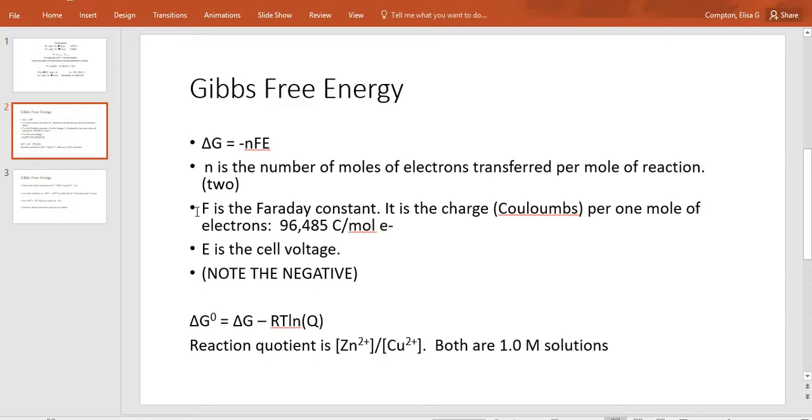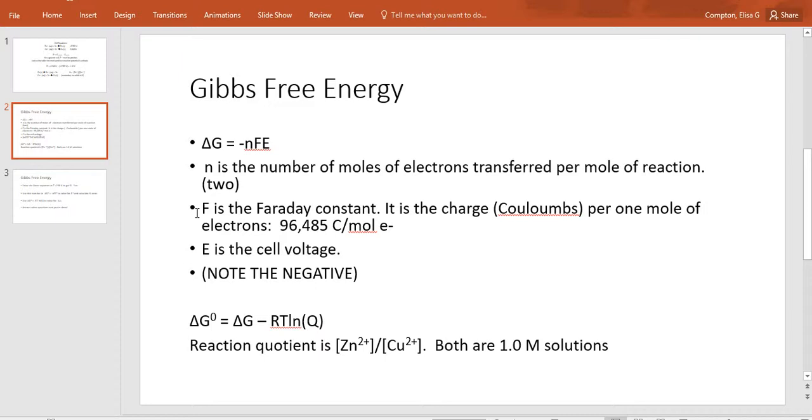F is the Faraday constant. It's actually the charge in coulombs per 1 mole of electrons. On the formula sheet, you'll see that is 96,485 coulombs per mole of electrons. Sometimes you'll see people use 96,500, but I'm going to use the value you'll find on the formula sheet. And of course, E is the cell voltage, what we measured in the lab. Do make sure and notice it is minus nFE, it is negative nFE. That's going to be really, really important.